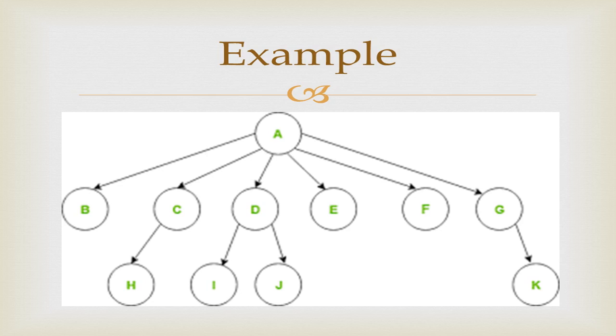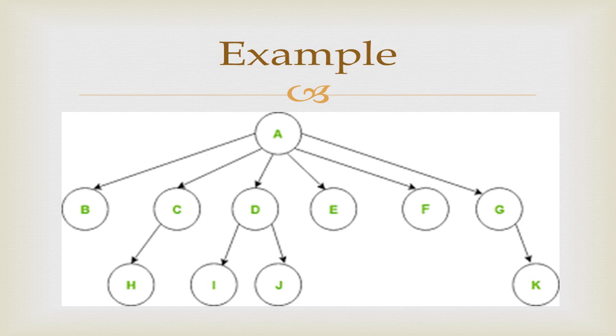Question number 6. Height of K. According to the definition of height, height of a node is the length of the path from the node to the deepest leaf. As K itself is a leaf node, the height of K is 0.